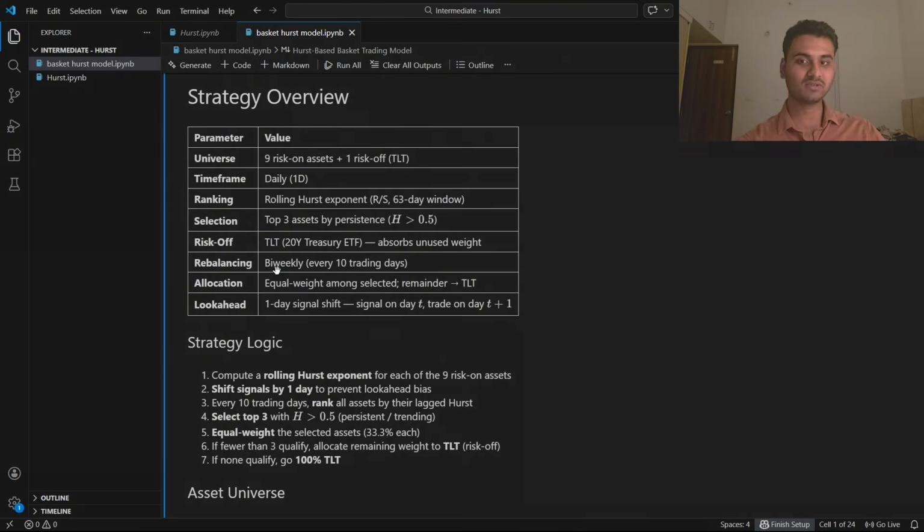So the universe is 10 assets, daily time frame, ranking is using a 63-day window, top 3 assets, bi-weekly rebalancing, equal weight among selected. I haven't used the Black-Litterman model or any advanced models, and the look-ahead bias has been avoided by using a T+1 shift. What is a T+1 shift?